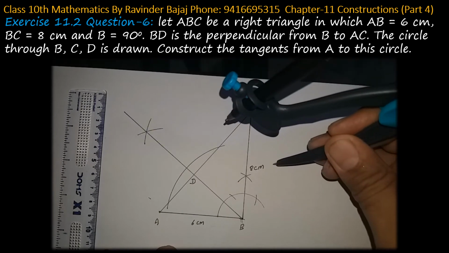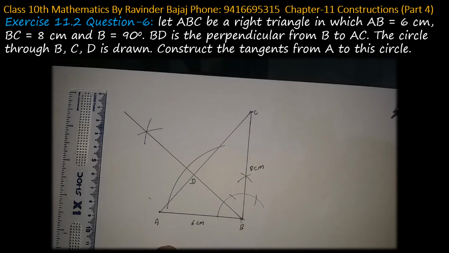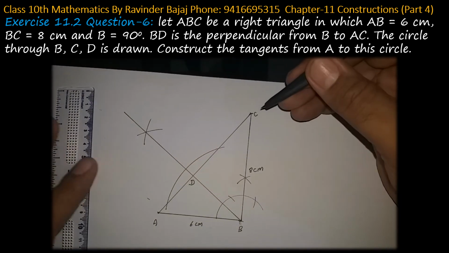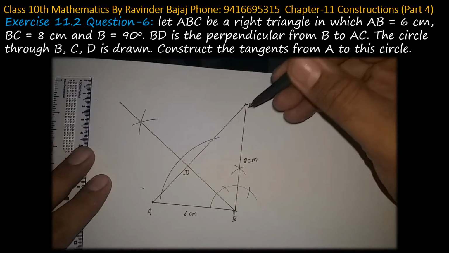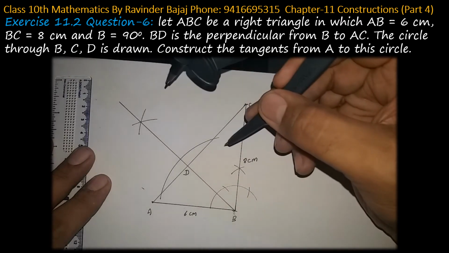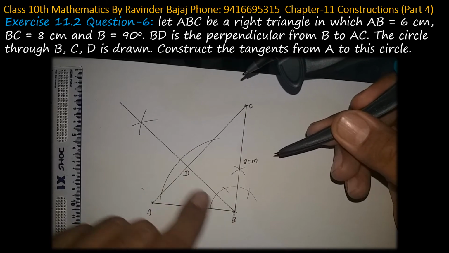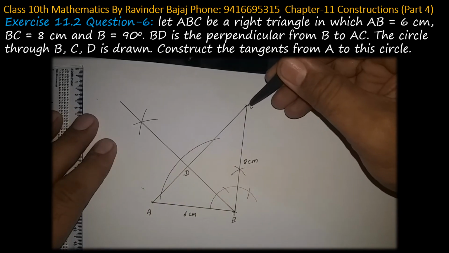If I keep my compass there, a circle will pass through all three. So to get these equidistant point, only one equidistant point will be there. Perpendicular bisector is required of CD and perpendicular bisector is required of BD also. So let's draw perpendicular bisector.